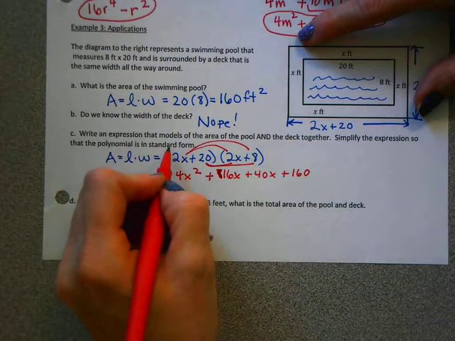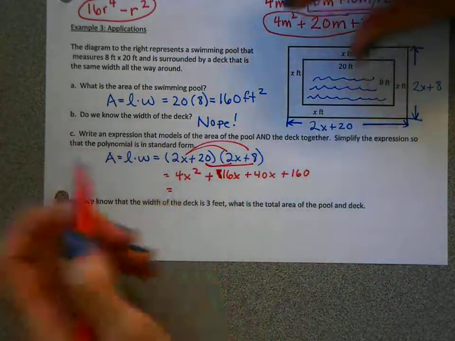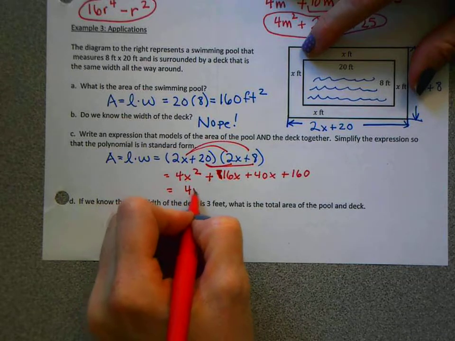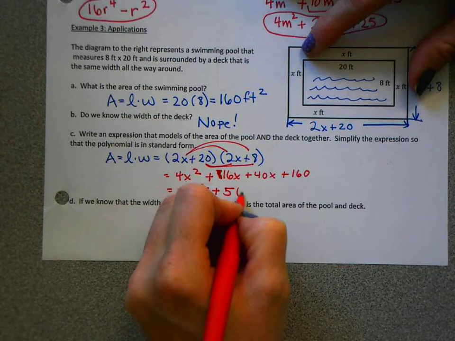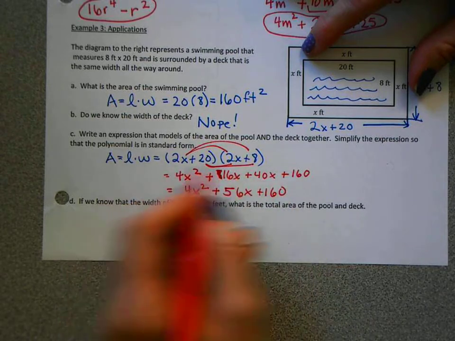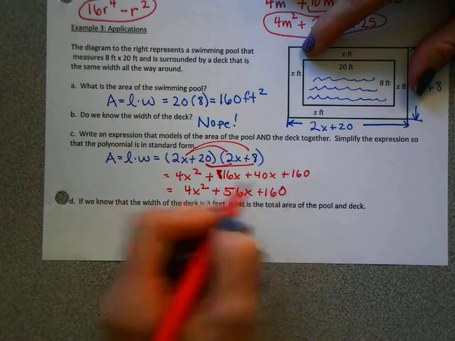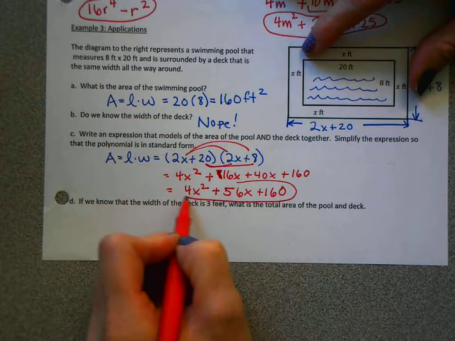And then we are almost done. Standard form is just no parentheses, so we just combine like terms. 4X squared plus 56X plus 160 is how you would represent the area of the deck and the pool all together.